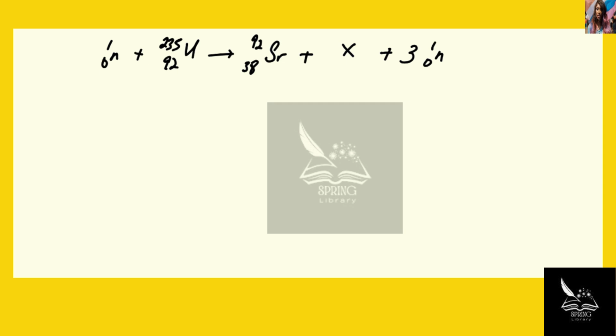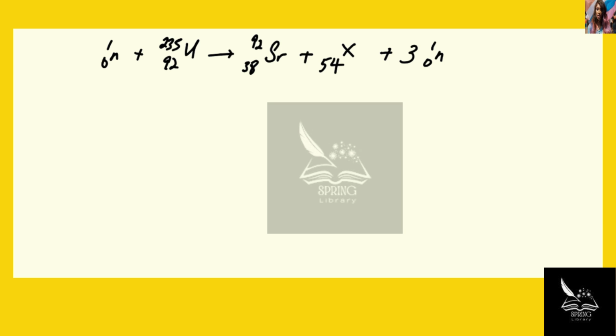So on the left-hand side, we have a total proton number of 92. On the right-hand side, we must have proton number of 92 as well, in total. So we know that strontium takes up 38, so 92 minus 38 is 54. Now the neutrons don't contribute any proton number, so X must have the proton number of 54.